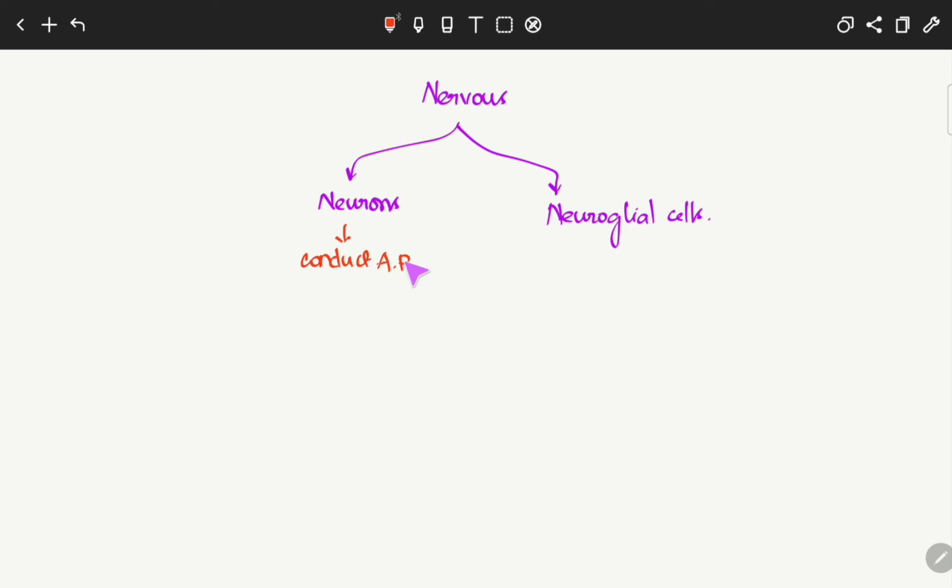So firstly, this nervous system is comprised of two types of cells. One is the neurons and the other one is the neuroglial cells. What do neurons do? Actually, they conduct action potentials. In simple terms, it is concerned with the communication signals. So these neuroglial cells are nothing but the supporting cells of neurons.